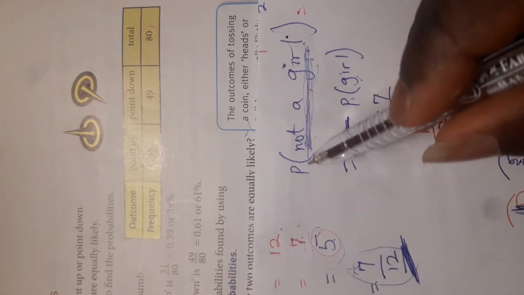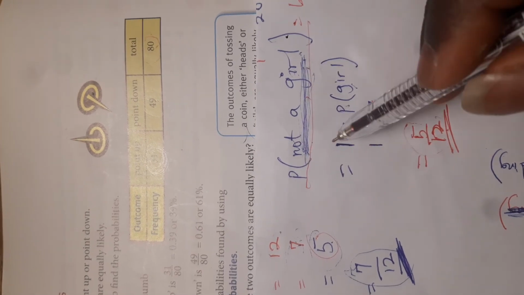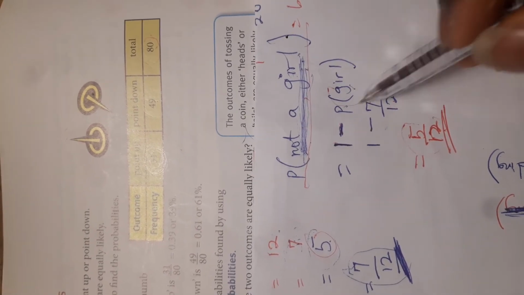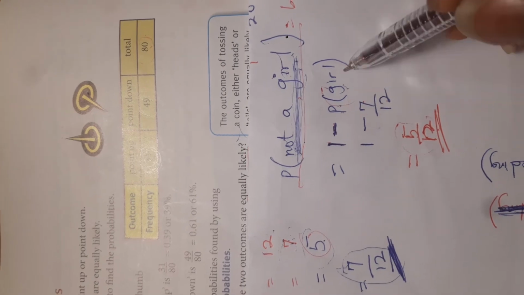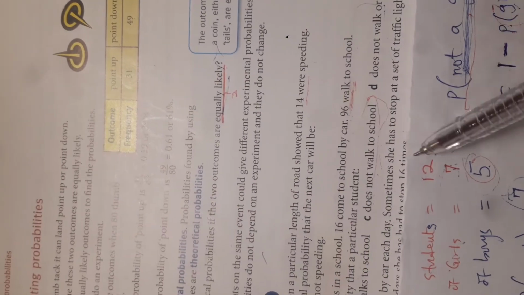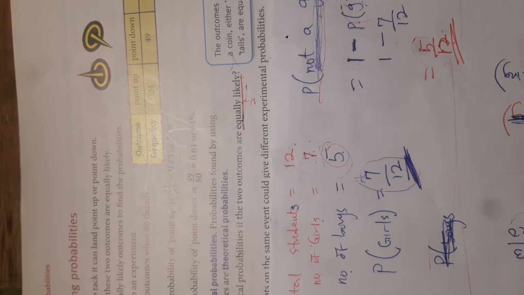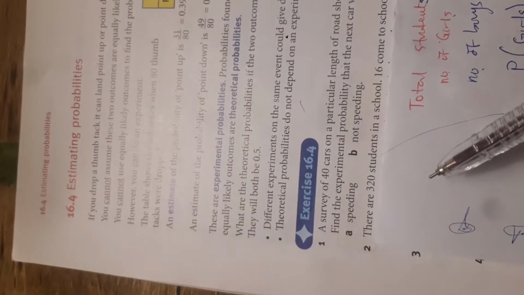Okay, I just need you to understand this statement. Not a girl means it will be 1 minus the positive statement that it's a girl. Please, I need you to understand the statement because we are going to be using it in the next questions. I think you understand this little example. Okay, now let's go back to our question.